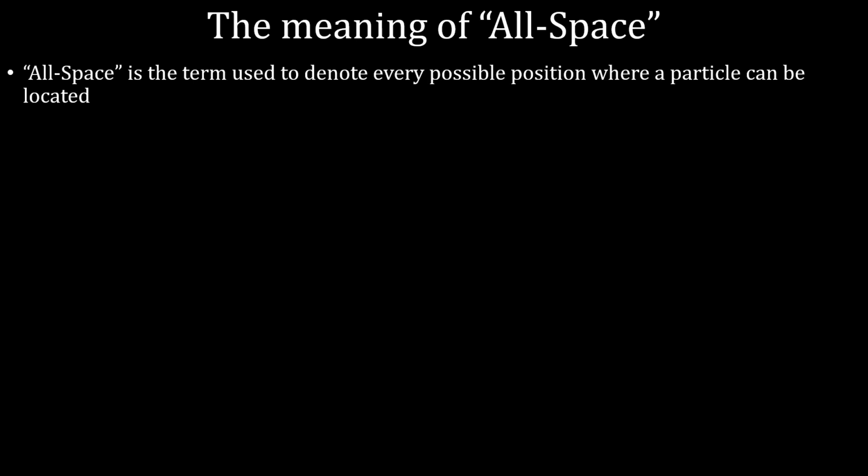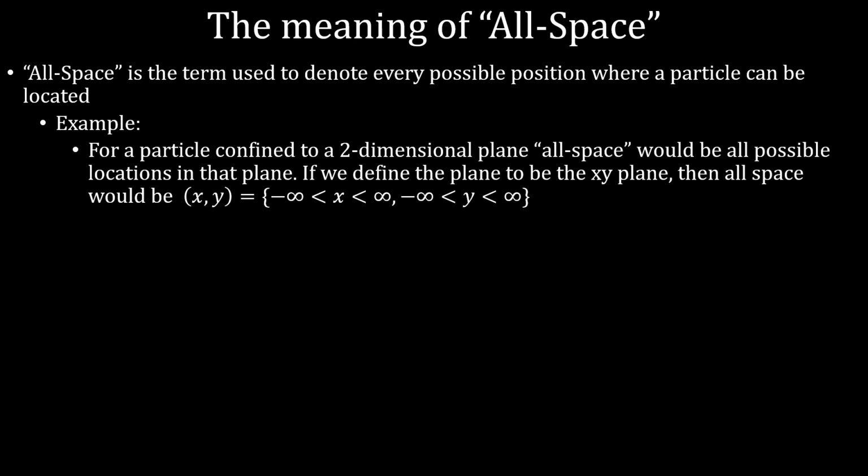Now, as another piece, we need to talk about the meaning of this thing called all space. All space is the term used to denote every possible position where a particle can be located. As its name implies, all space is just the entire area where a particle could reside. Now let's look at some examples. If we look at a particle confined to a two-dimensional plane, all space would be all possible locations in that plane. So if we define the plane to be the xy plane, then all space would be this set here: x is negative infinity to infinity, y is negative infinity to infinity.